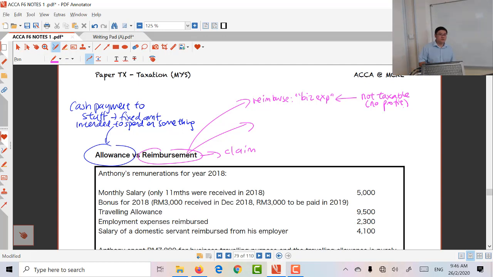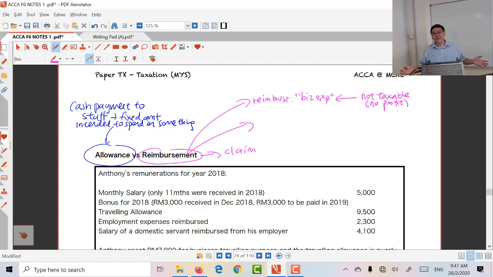Follow? Because there's no profit element in it. So you don't tax. But it's so different if one fine day your boss comes to you and says, holiday is around the corner, why not go get yourself some new clothes? You think, oh, all right. Go and buy anything you like. You like a handbag, right? Buy a new handbag. Just buy whatever you like and give me the bill.